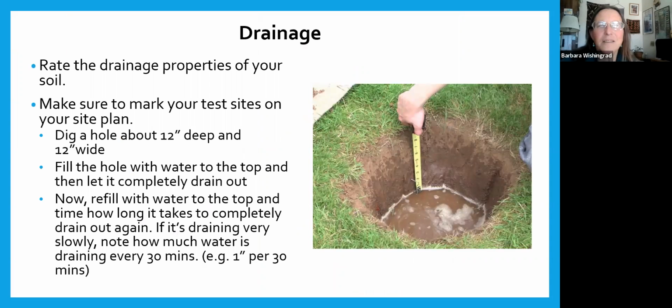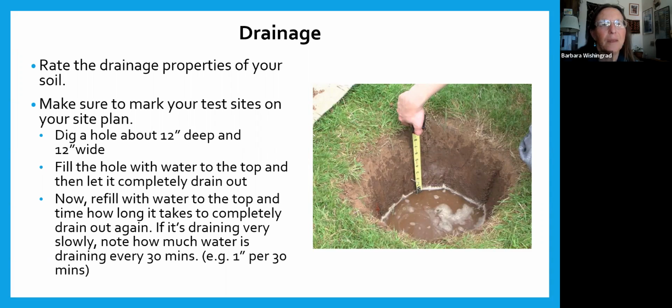And it is interesting to see the drainage properties of your soil. This is a pretty interesting test to do. Basically, you dig a hole about 12 inches deep and 12 inches wide, fill it with water to the top, and let it completely drain out. How fast it drains varies greatly, depending on what kind of soil you have.